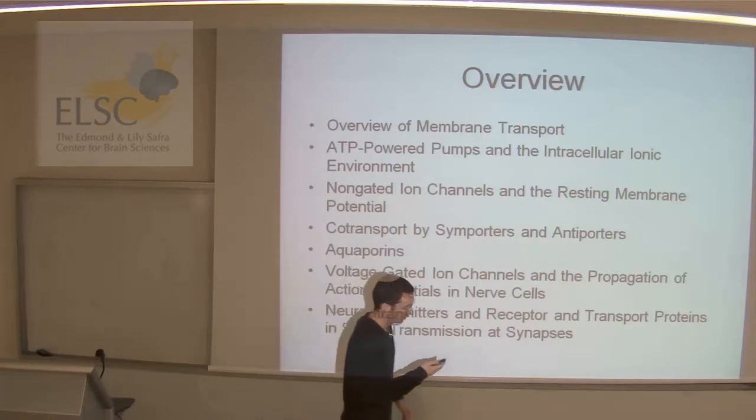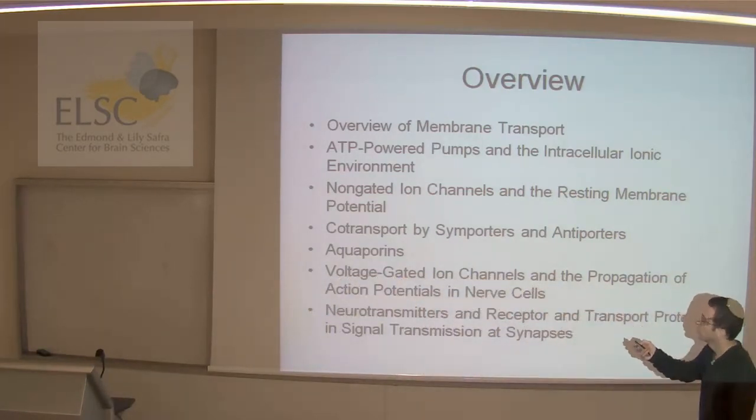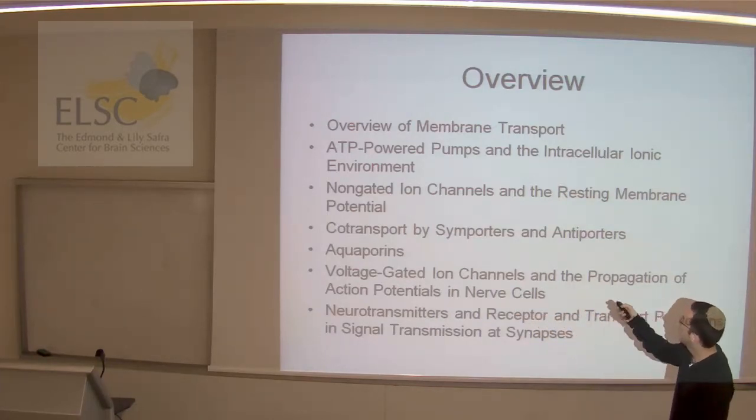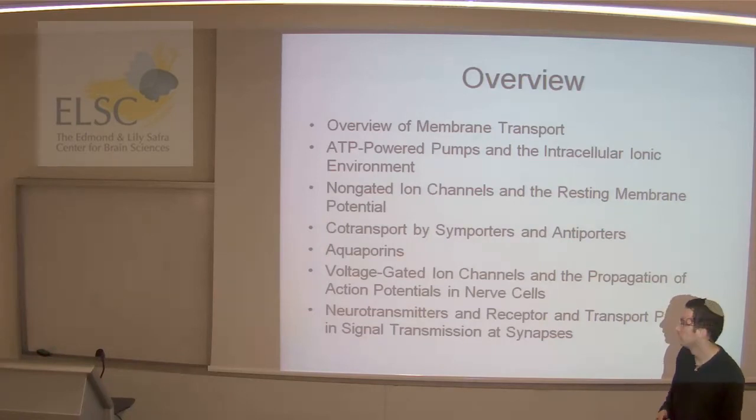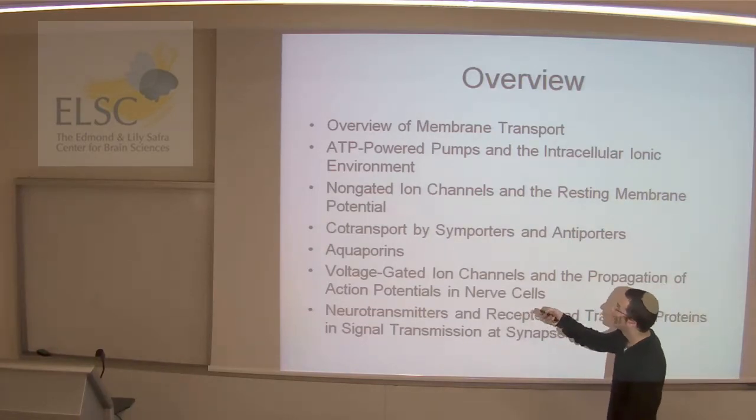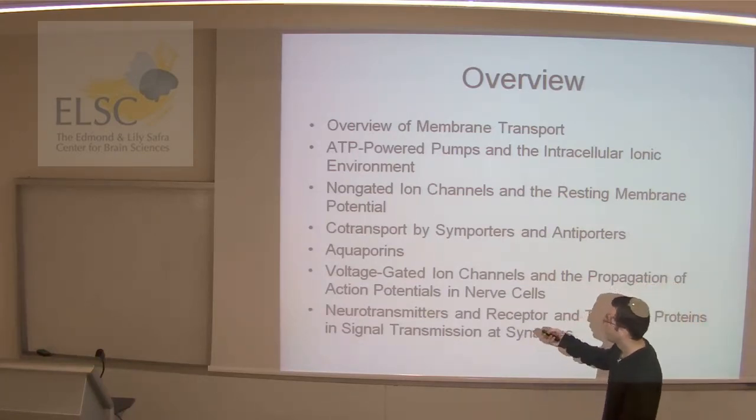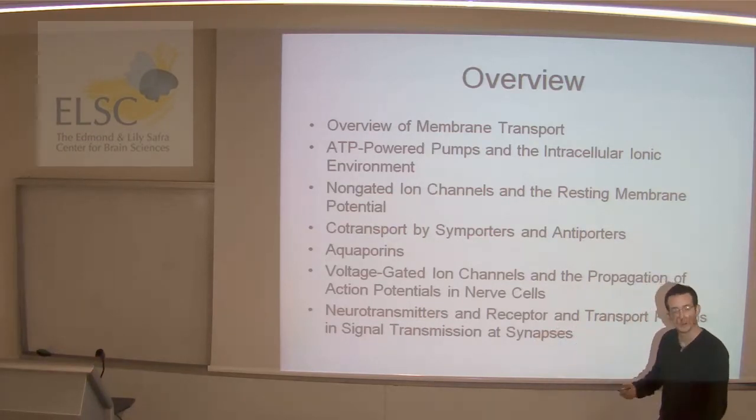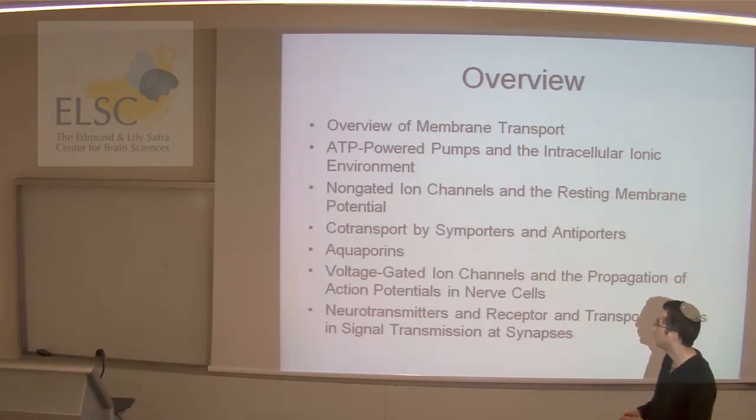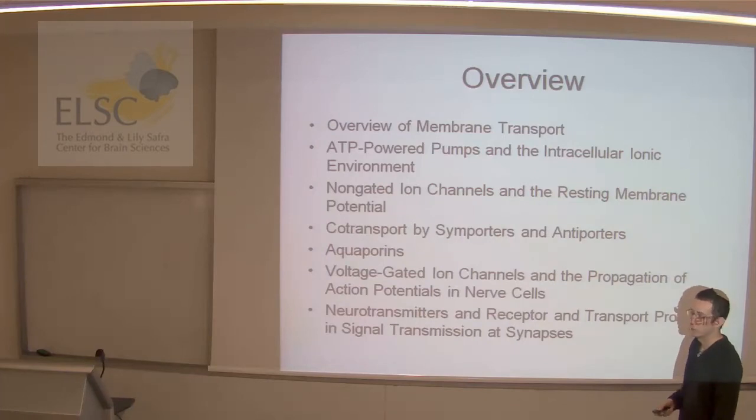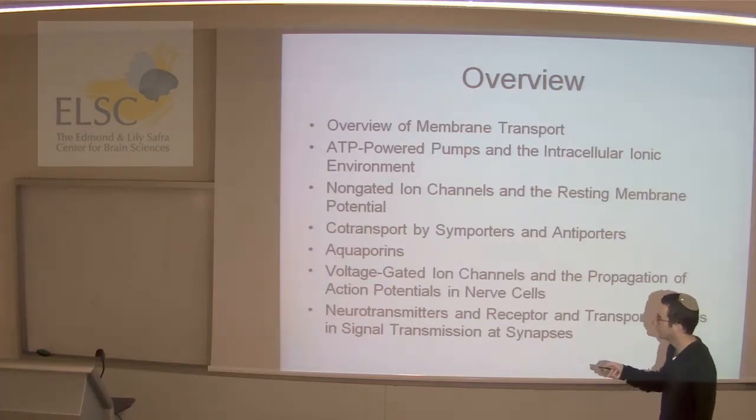It's a relatively large chapter, so we will start with an overview of membrane transport, then focus on ATP-powered pumps and see how they determine the intracellular ionic environment. After that, we will learn about non-gated ion channels and see how they contribute to the resting membrane potential. Some transport proteins can transport more than a single molecule. They can transport in parallel two or even three molecules. These are called co-transporters, sorry. We will say just a word about the water channel aquaporin.